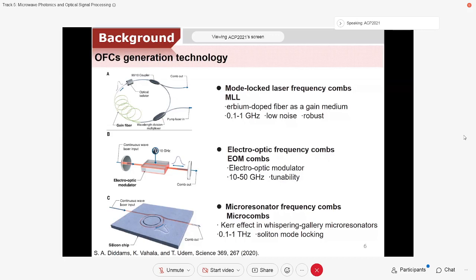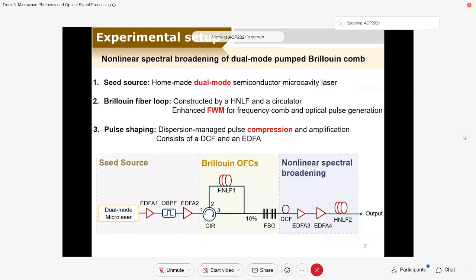Next is our experimental setup. Our method is based on the nonlinear spectral broadening of dual-mode pumped Brillouin comb. It consists of 3 main parts. The seed source is a homemade semiconductor microcavity laser and emits dual mode for generating combs via the 4-wave mixing. The enhanced 4-wave mixing for frequency comb and optical pulse generation is realized in the Brillouin fiber loop.